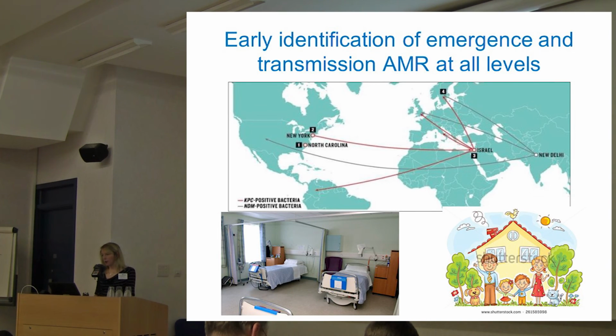Okay, so if we've got better data systems, we can much earlier identify emergence of transmission of AMR between all the different environments: within a household, between patients in hospital, between hospitals, geographical regions, and even the spread of these highly resistant gram-negatives around the world. We need to have much better use of the data, a lot of which is already produced.